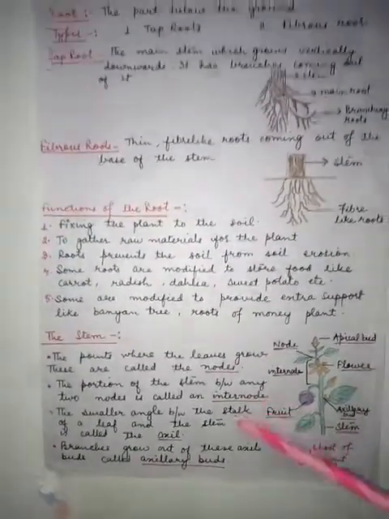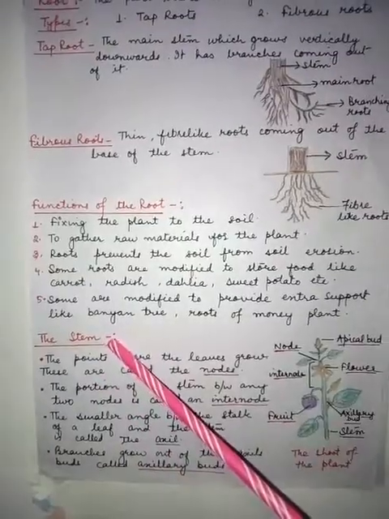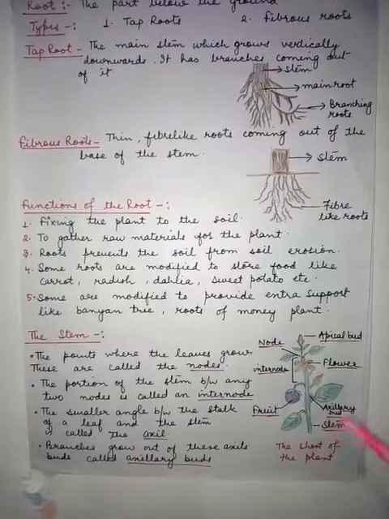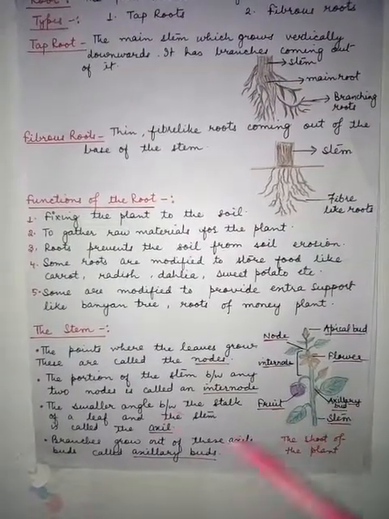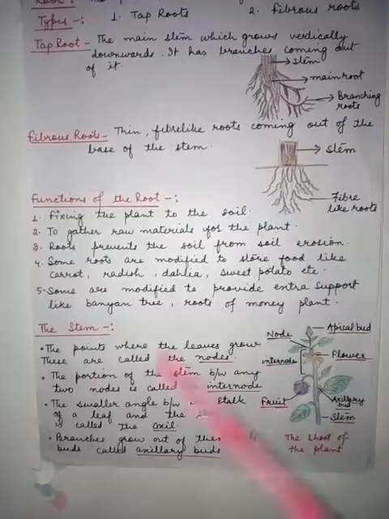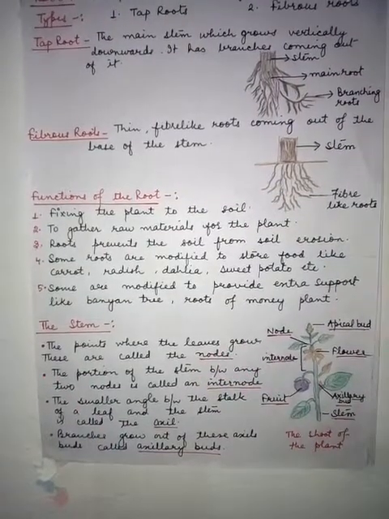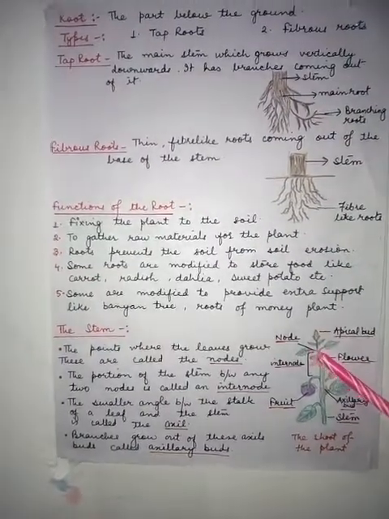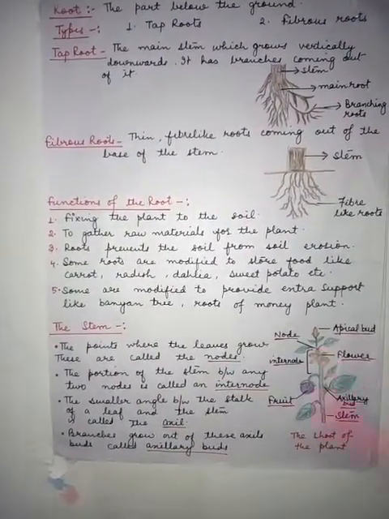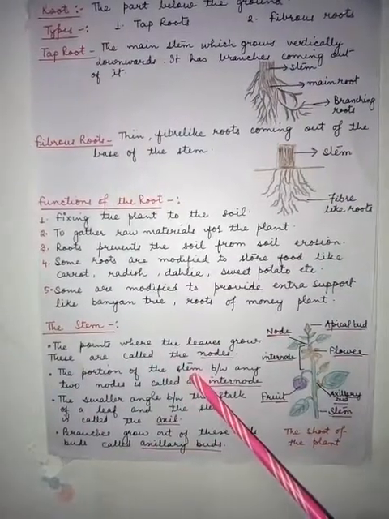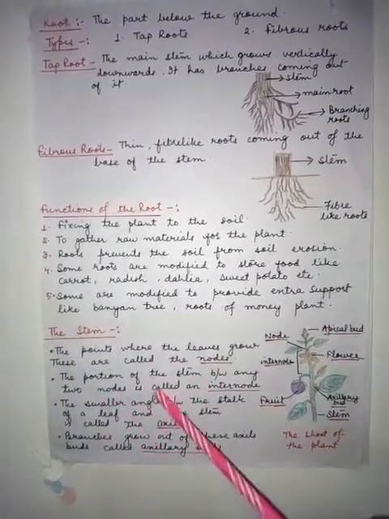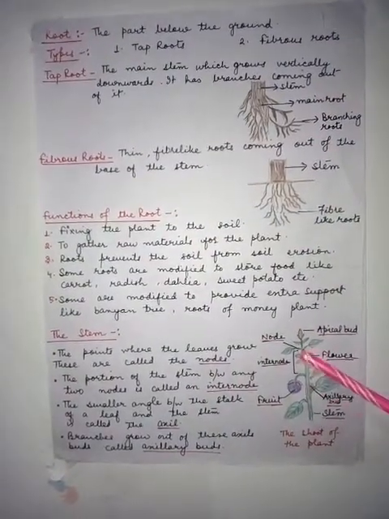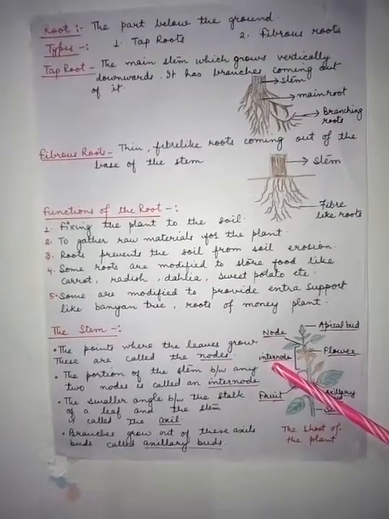Now we will move on to another part, that is the stem. As you can see in this figure, the points where the leaves grow are called nodes. The point from where the leaves start growing out is known as a node. And the portion of the stem between any two nodes is called an internode.